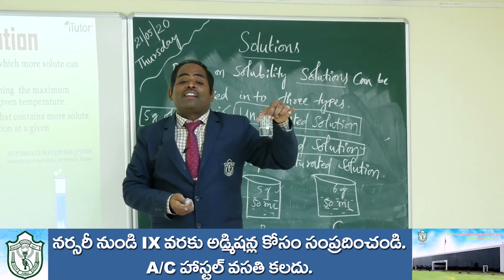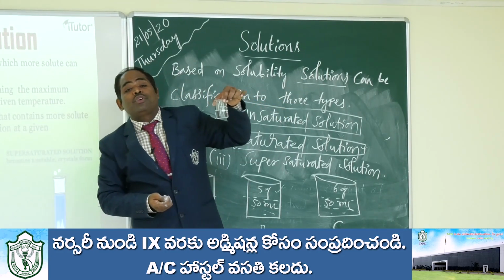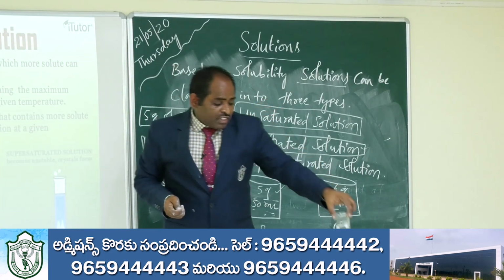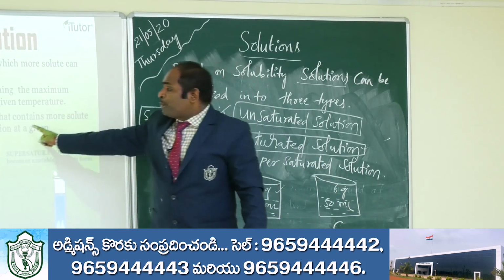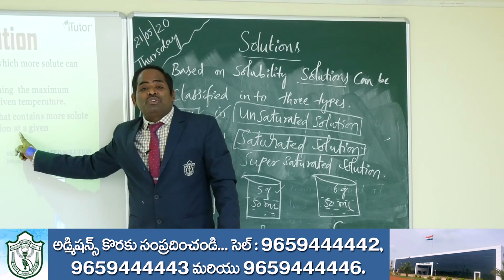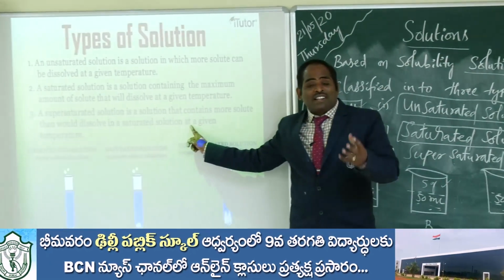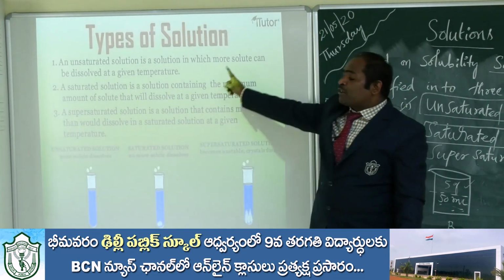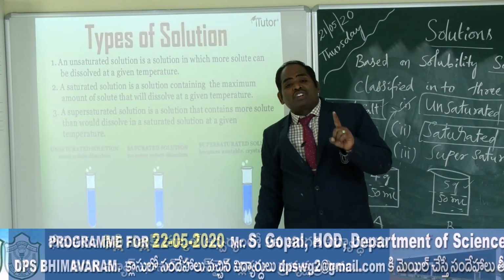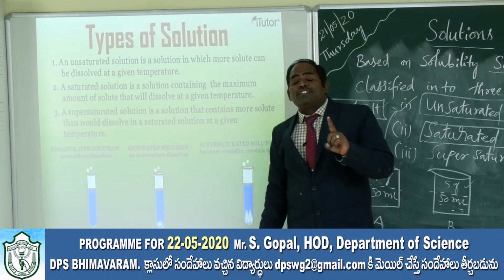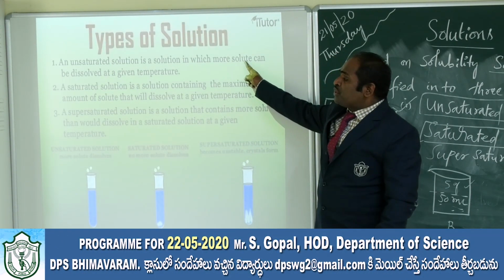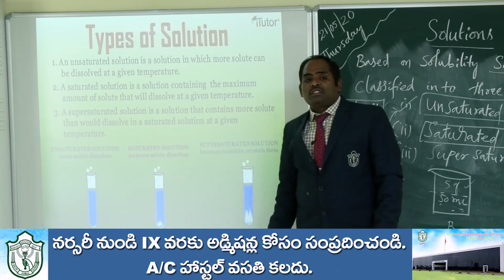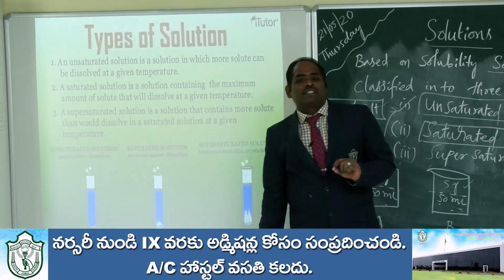Okay. How to get pure crystals, you will study in higher classes. But here, this supersaturated solution is an unstable solution. This is not a stable one because the crystals will settle down. Okay. So there are 3 types of binary solutions. Based on solubility, solutions can be classified into 3 types: unsaturated solution, saturated solution and supersaturated solution. In the binary solutions we have discussed.